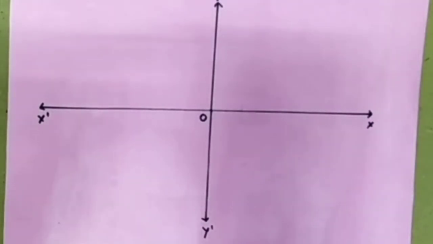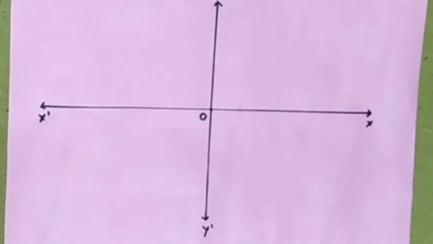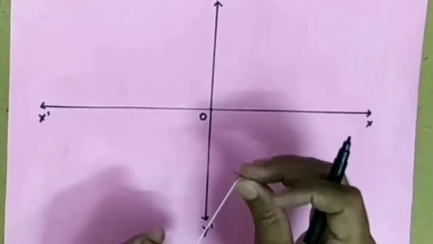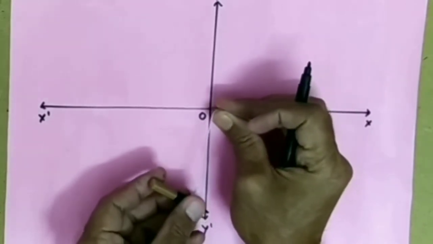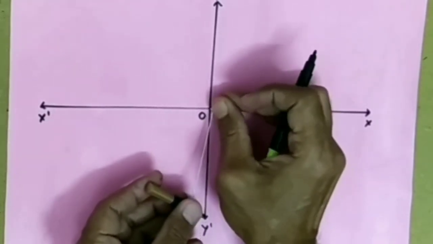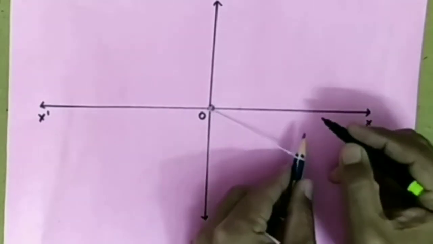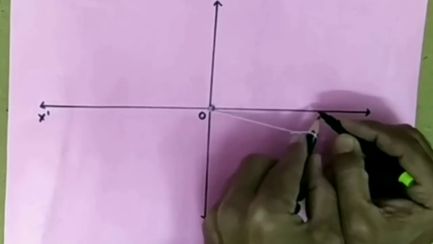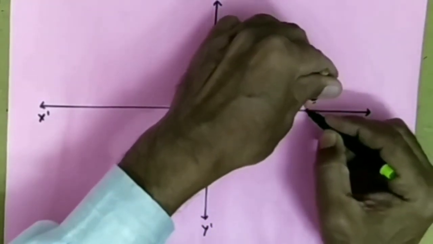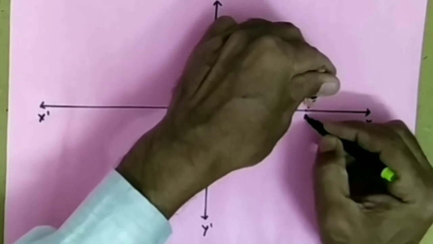Take a thread of unit length representing 1 along OX. Fix one end of the thread to the nail at O and the other end at A.